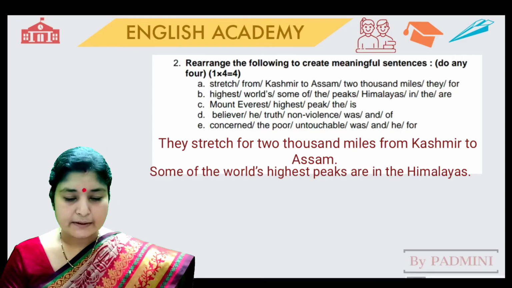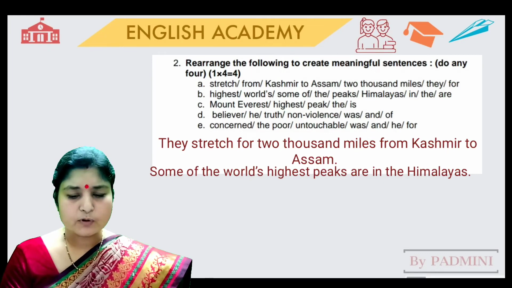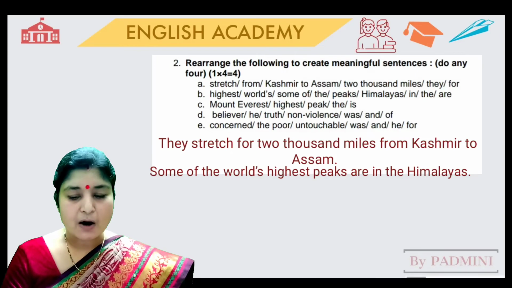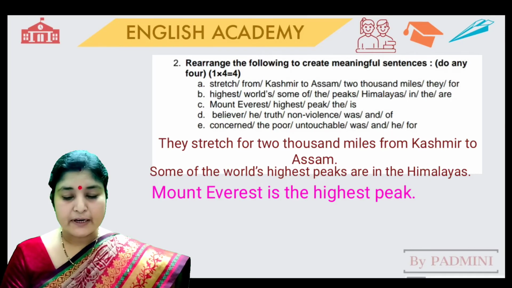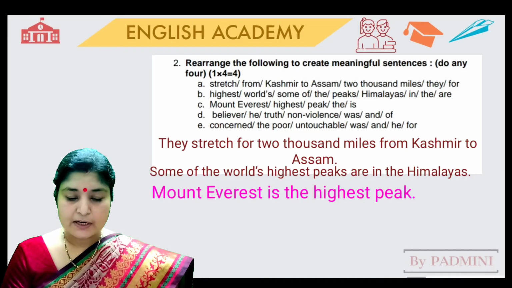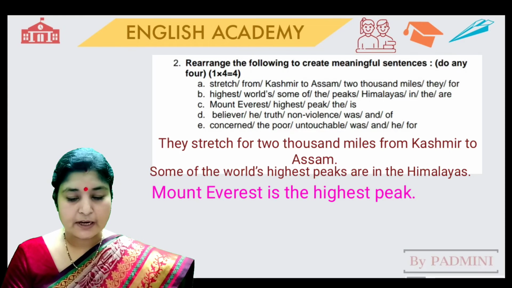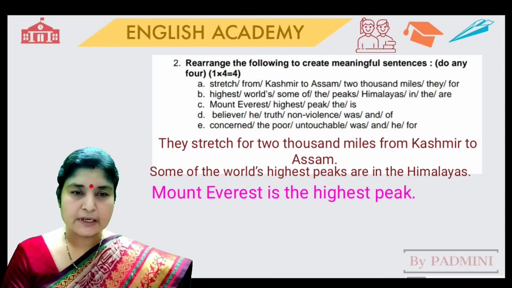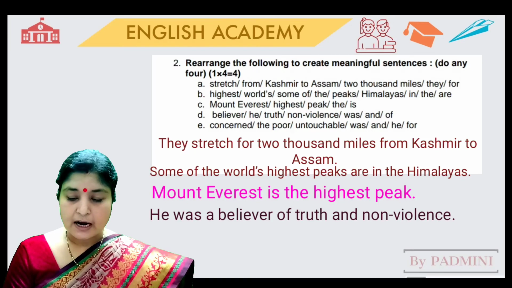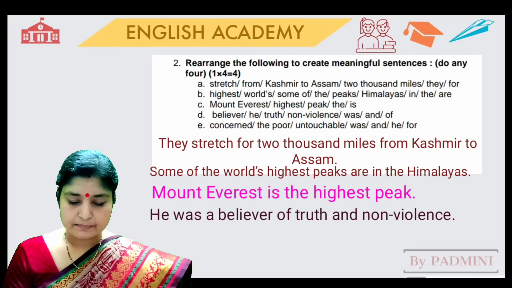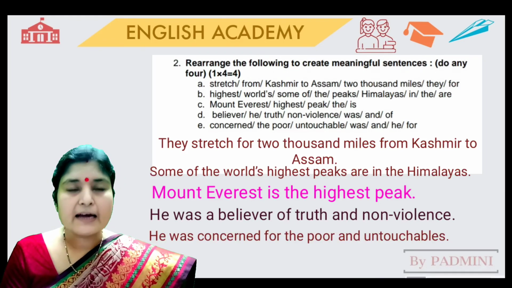Then question number 3. Mount Everest, highest peak, the age. Think about the noun here. Mount Everest. Mount Everest is the highest peak. Number 4. Believer, he, truth, non-violence, was, of, a. First, the pronoun. He was a believer of truth and non-violence. And the last one: concern, the poor, untouchable, was, and, he, for. He was concerned for the poor and untouchable. So these are the correct answers.